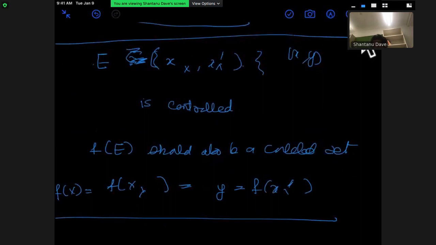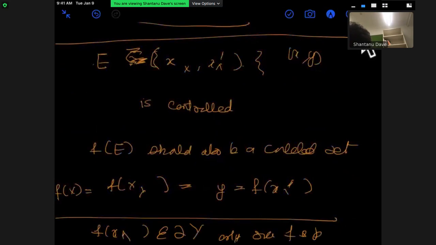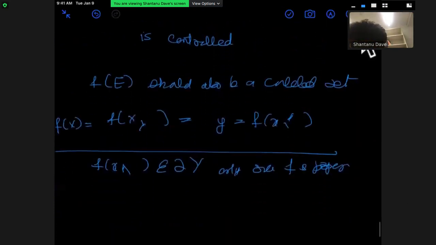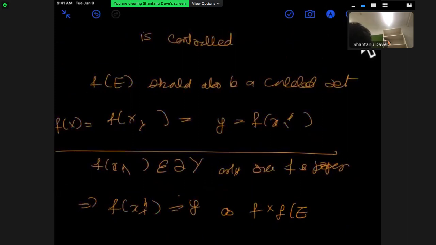No, we need proper too. Yeah, properness will imply that this point is at infinity. Yeah, right. So the properness is required to say that f of x_lambda belongs to the boundary only since f is proper. Okay, so you need properness for stating this. And that's why the other limit has to be also the same. That is because the image of E is controlled. Okay, so since this is on the boundary, this implies that f of x_lambda prime should be equal to y, as f cross f of E must be controlled.